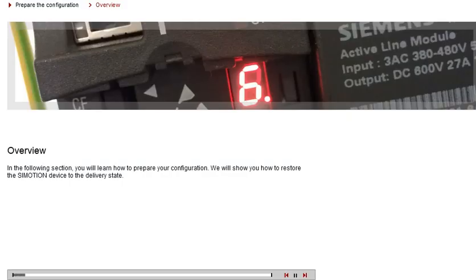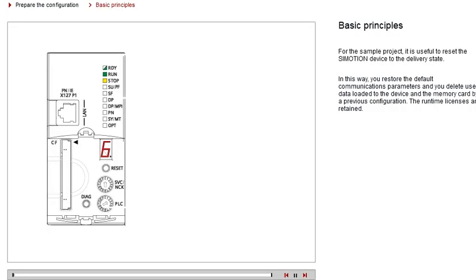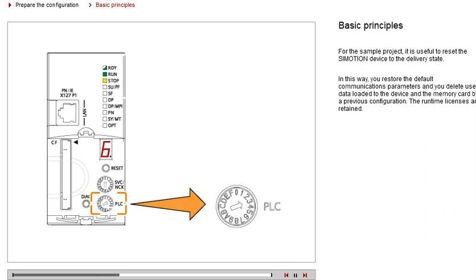In the following section, you will learn how to prepare your configuration. We will show you how to restore the Simotion device to the delivery state. For the sample project, it is useful to reset the Simotion device to the delivery state. In this way, you restore the default communications parameters and you delete user data loaded to the device and the memory card by a previous configuration. The runtime licenses are retained.